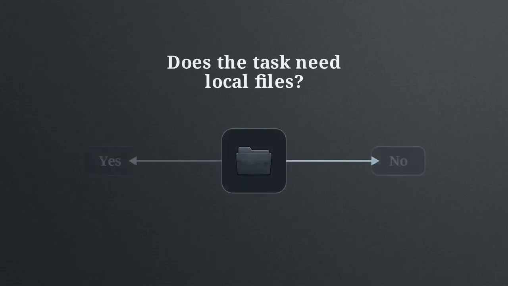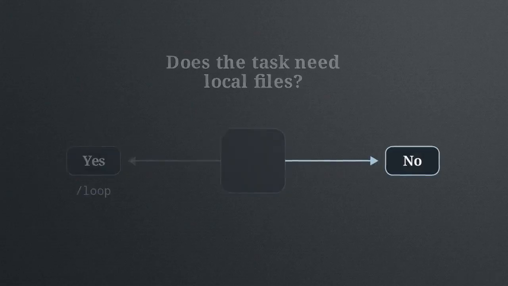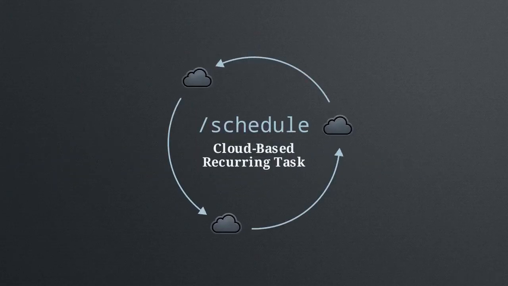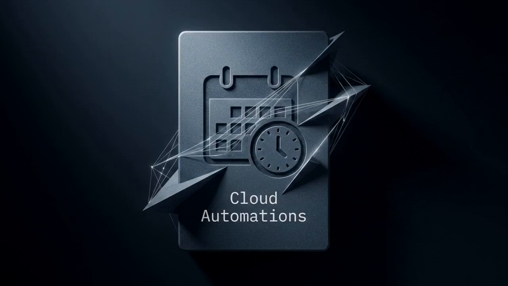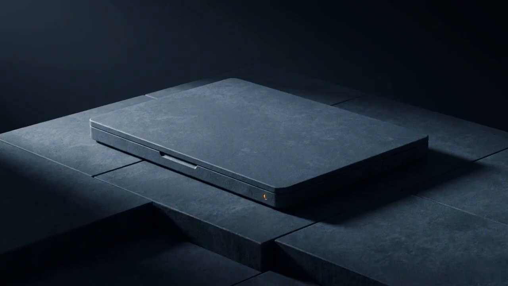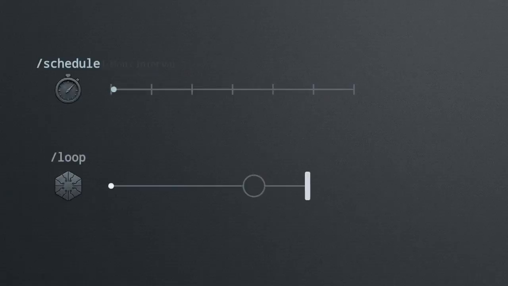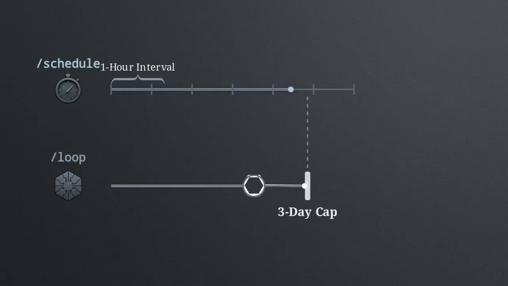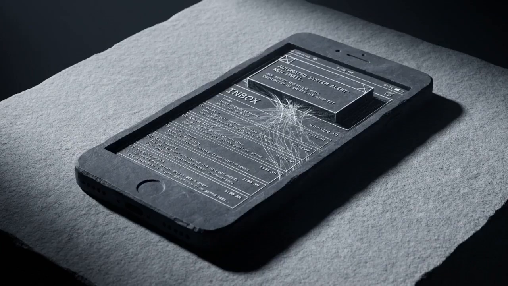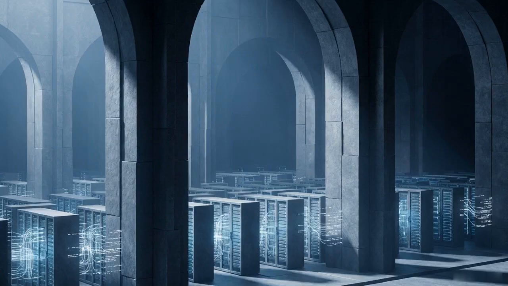Before you set up any automation, you must answer one filtering question. Does the task need local files? If the answer is no, you are looking at a cloud-based recurring task. This is the specific use case for the /schedule command. Because this runs in the cloud, your computer can stay off. It requires a minimum 1-hour interval, and unlike local loops, it operates without a 3-day tap. This allows you to automate a daily stand-up brief that is generated and delivered to your inbox every morning without any manual input. True automation separates the execution of the task from your local hardware.